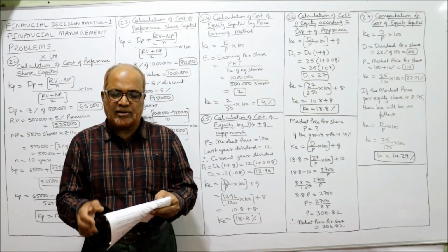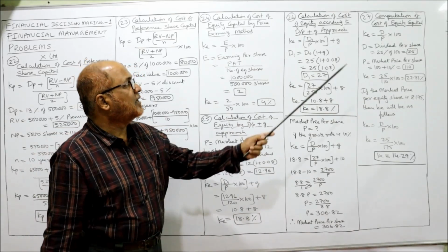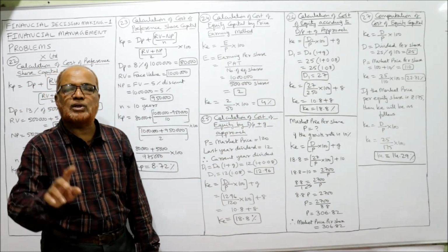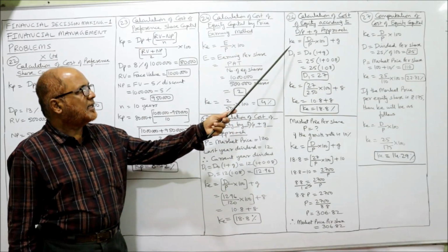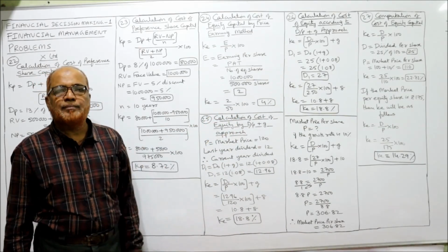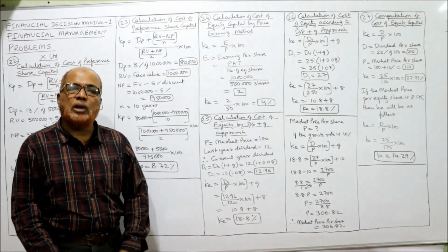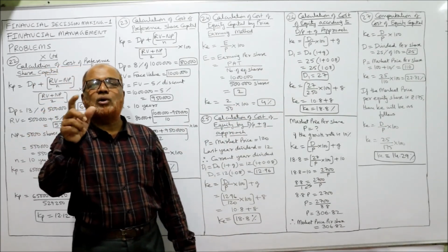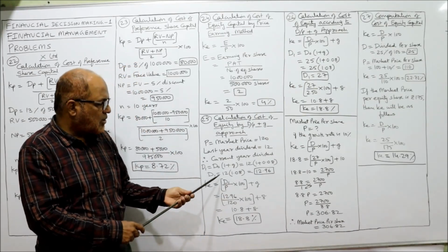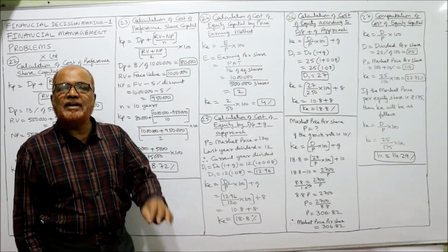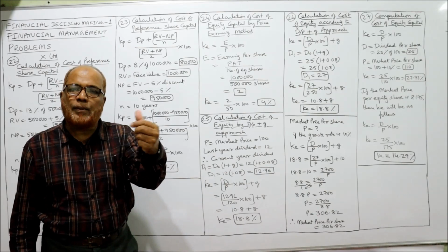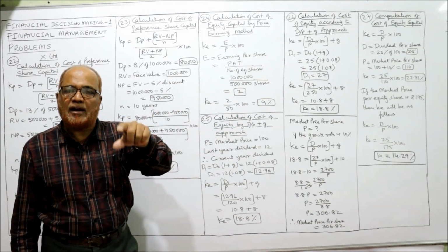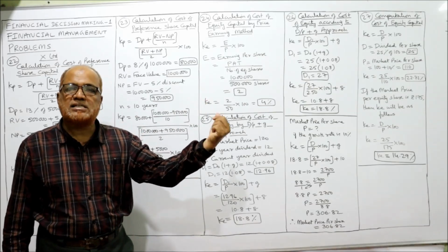So first we calculate cost of equity. See carefully. Calculation of cost of equity according to the DP plus G approach, because growth rate is given. Ke. First of all, D1. D1 is not given. D0, last year dividend, is given as 25 rupees. So D1 is equal to D0 into 1 plus g. Just now I told you, we need current year dividend. In the problem, last year dividend is given. We give the symbol D1 for current year dividend and D0 for last year dividend.